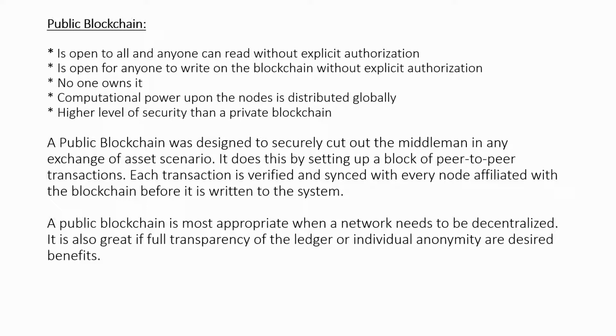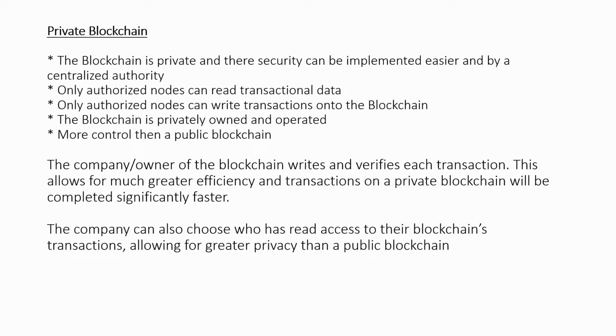Now, what is a public blockchain good for? A public blockchain is most appropriate when a network needs to be decentralized. It is also great if full transparency of the ledger or individual anonymity are desired benefits. So once again, you think public blockchain, you think wider, open, and thereby more security. What about a private blockchain? A private blockchain is private, and its security can be implemented easier and by a centralized authority.